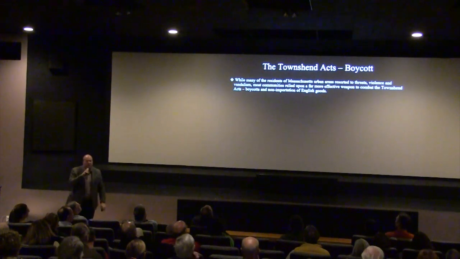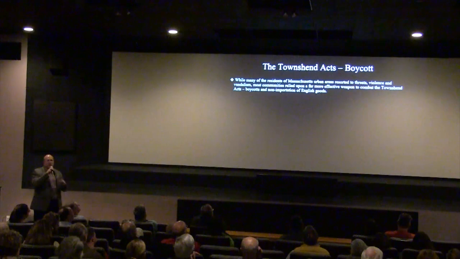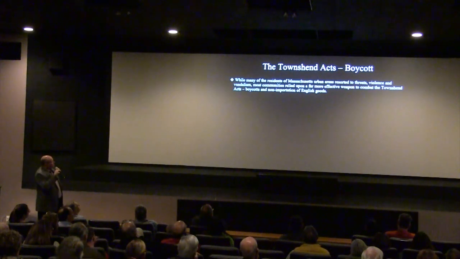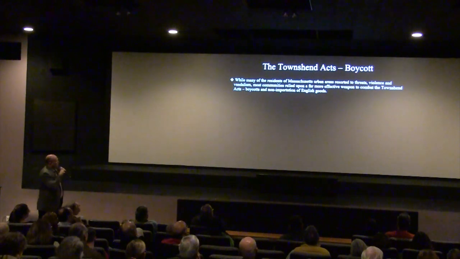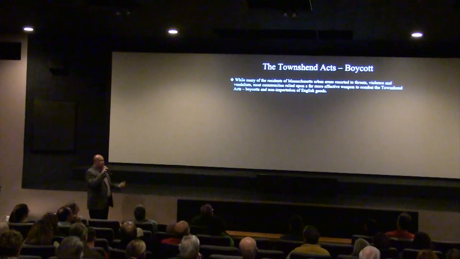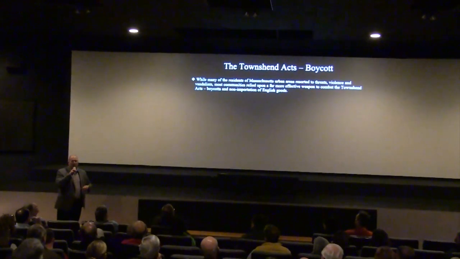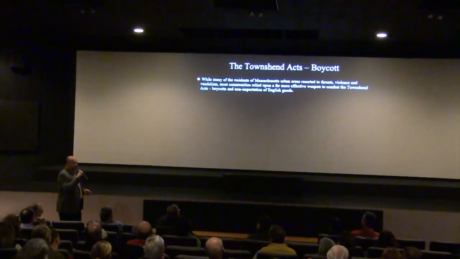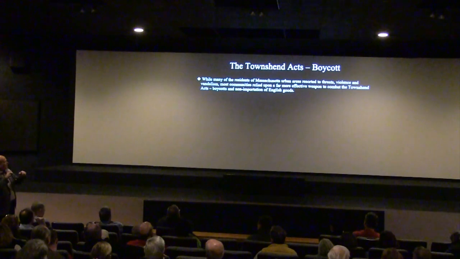So while many of the residents of Massachusetts, including Boston, were resorting to violence, threats, and vandalism, most communities went back to what effectively worked during the Stamp Act, and that was boycotts and non-importation of English goods. What you start seeing between 1768 and about 1772 is this non-importation movement where they are attempting to boycott English goods from coming in.